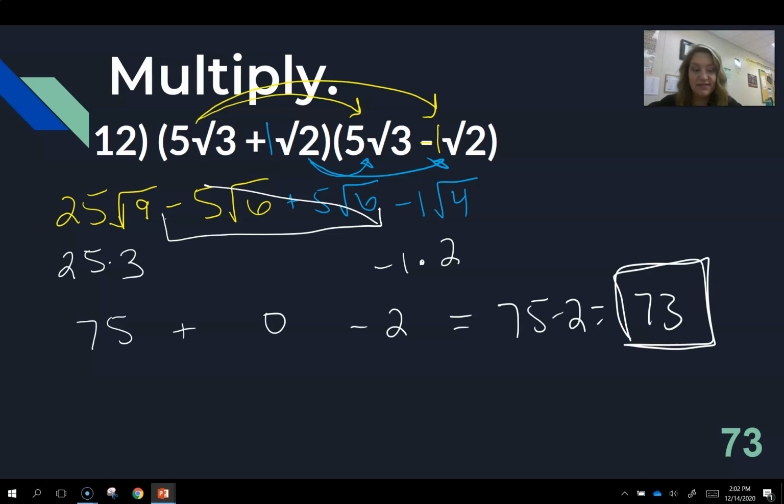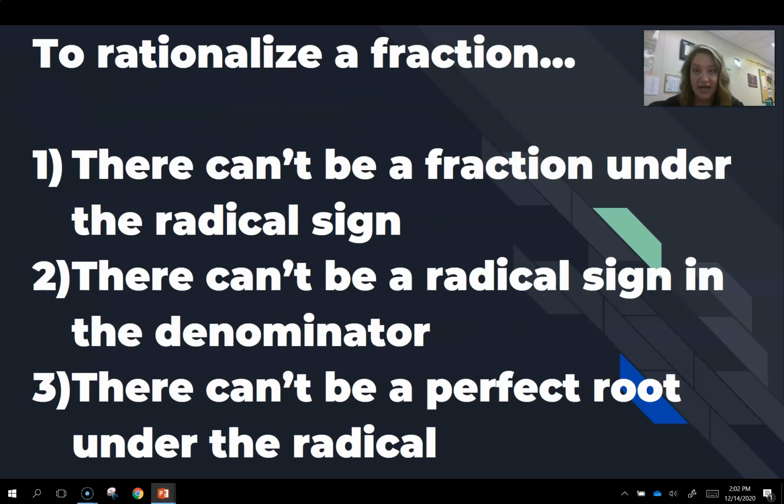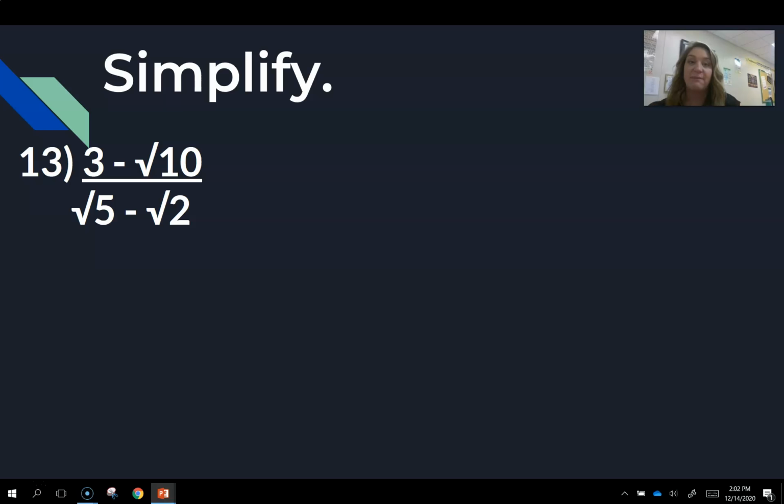Okay, this is very important when we rationalize a fraction. Okay, there can't be a fraction under the radical sign, and there can't be a radical sign in my denominator, and there can't be a perfect root under the radical. So we kind of played around with this a little bit with just single terms of radicals on the last notes. Here, notice there's a binomial of radicals as a denominator, okay? To get rid of that, because we can't have those radicals in my denominator, we're going to use the conjugates that we just learned about, okay?